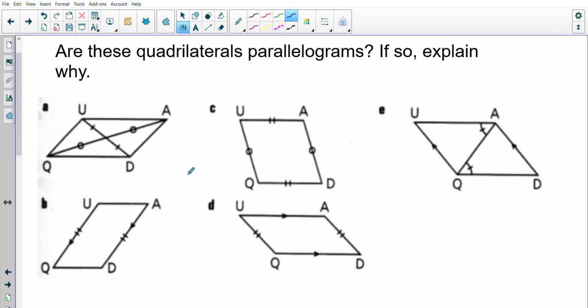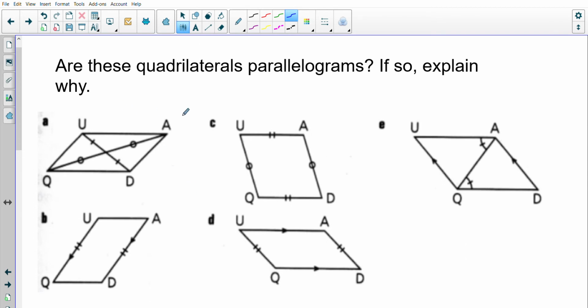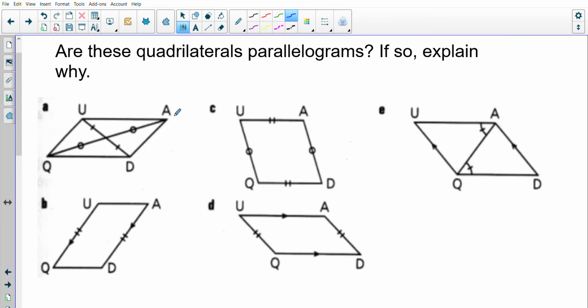Okay, so now we're going to go ahead and solve a couple problems here. We want to go through, are these quadrilaterals parallelograms? If so, we want to explain. All right, so here we go. The first one, I see that it looks like these are diagonals drawn, and it looks like we have some congruent segments here. So I'm going to go ahead and say yes for this first one. This is one of the conditions that we talked about.